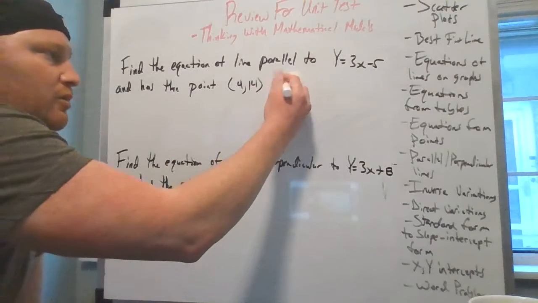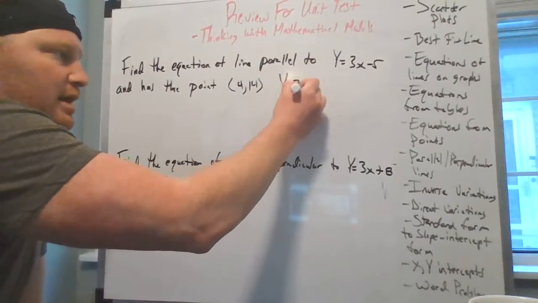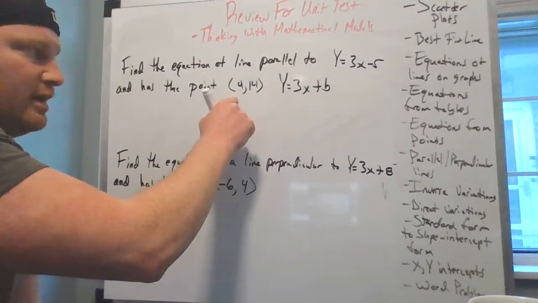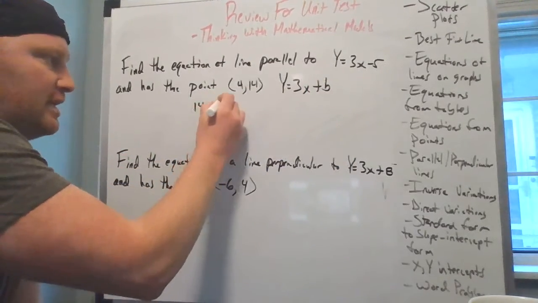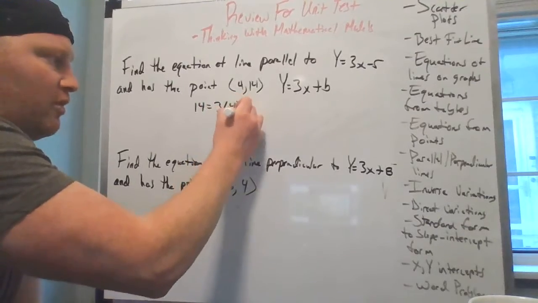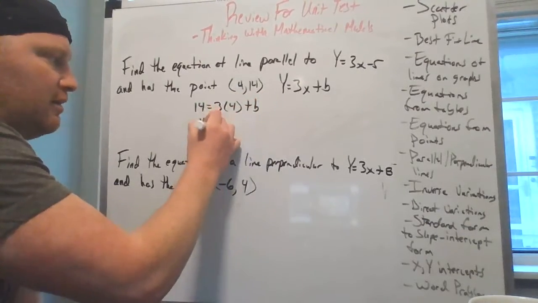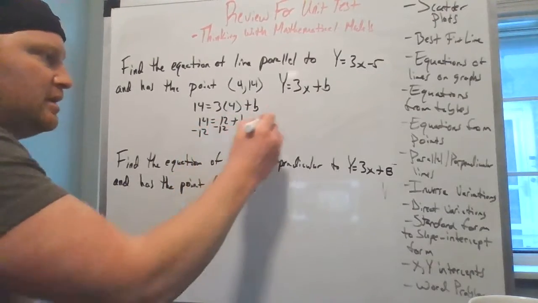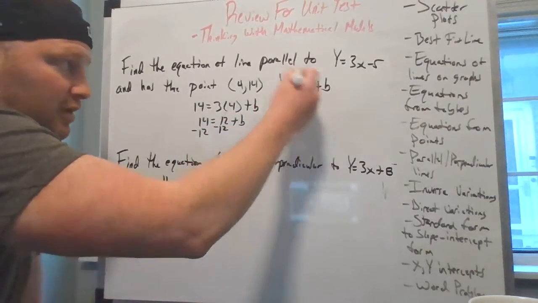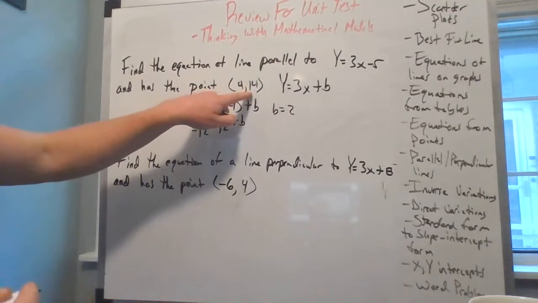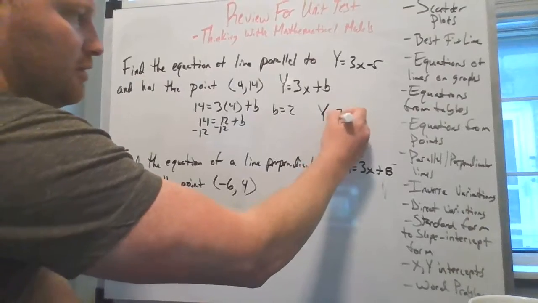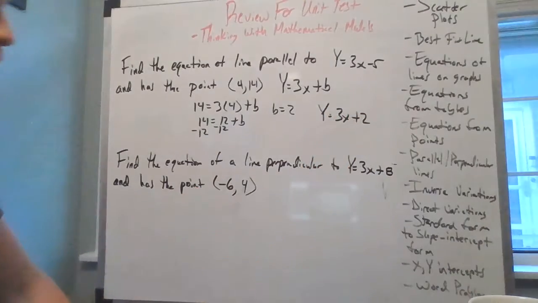So remember, we are just rewriting this equation, y equals 3x plus b, rewriting x and y with these 2 points. So 14 equals 3 times 4 plus b. 14 equals 12 plus b, subtract 12 from both sides. So my b equals 2, so the equation that has this point and is parallel to this line happens to be y equals 3x plus 2. There's that first one.